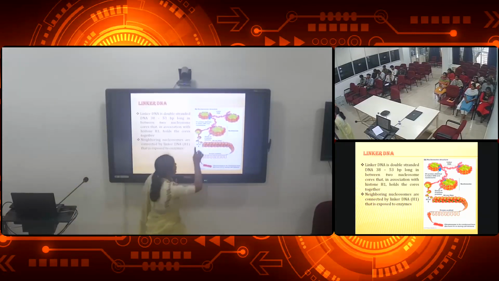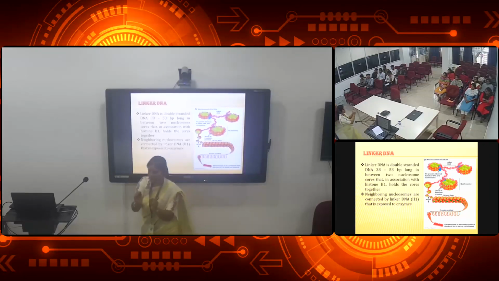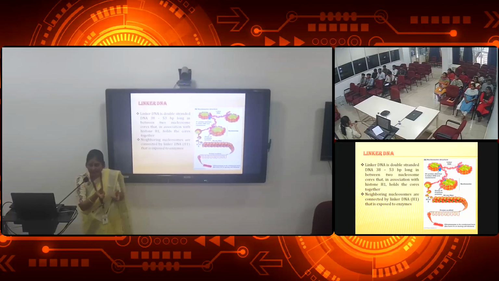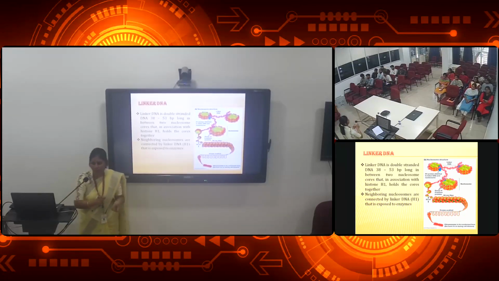Linker DNA is the DNA that connects one nucleosome to another nucleosome. In that linker DNA, how many base pairs are present? 38 to 53 base pairs. In a nucleosome, 200 base pairs are present. In linker DNA, 38 to 53 base pairs are present.